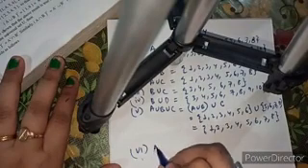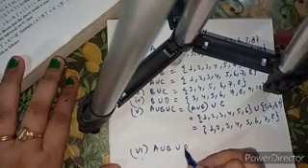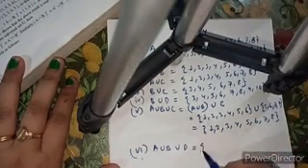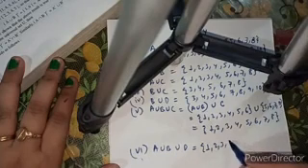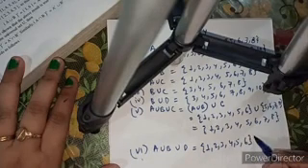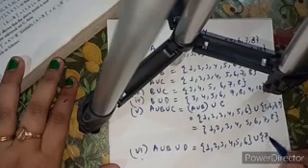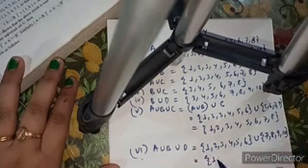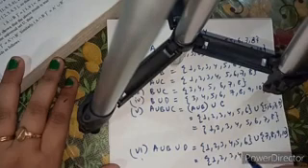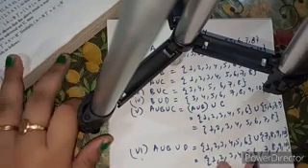Number 6 is A union B union with D. So already A union B is 1, 2, 3, 4, 5 and 6 union with D. So D is 7, 8, 9 and 10. Okay. So what will be the answer? 1, 2, 3, 4, 5, 6, 7, 8, 9 and 10. Okay.